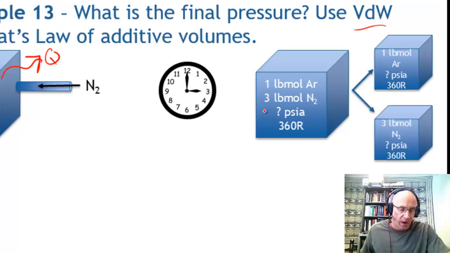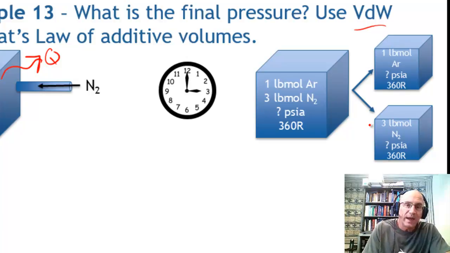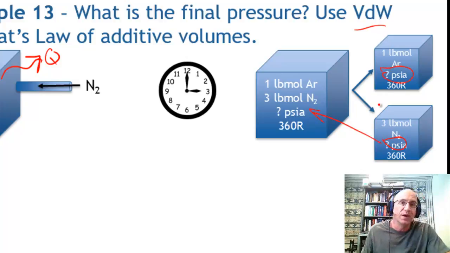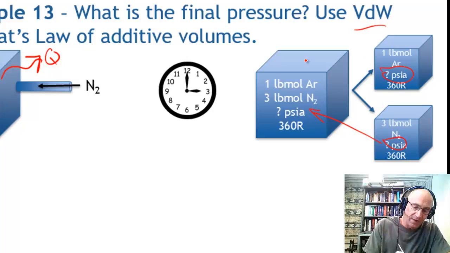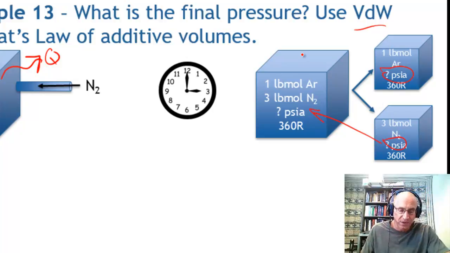To remind you, Amagat's law of additive volumes imagines that I have 2 tanks, one with the argon in it and one with the nitrogen in it. They're at the same temperature as my tank, which is 360 degrees Rankine. What I'm essentially doing is finding the pressure in those 2 tanks, which is going to be the same. I know that these volumes add together. So the pressure I'm finding in these tanks is the same as the pressure in that tank, and I can add the volumes together, and they're going to have the same volume as this much larger tank. So there's the idea of Amagat's law of additive volumes.